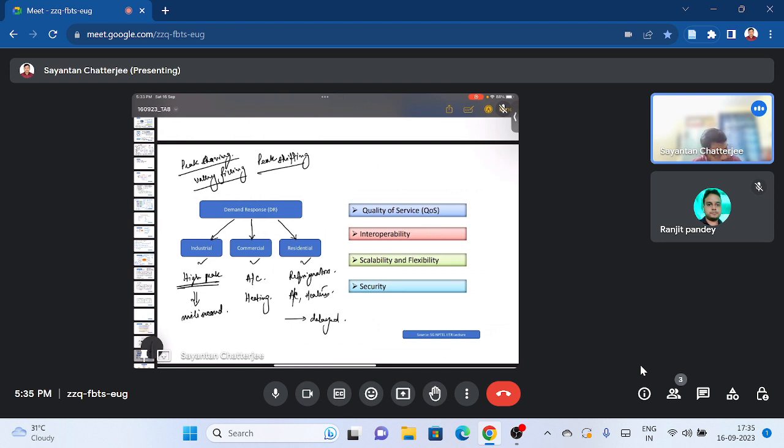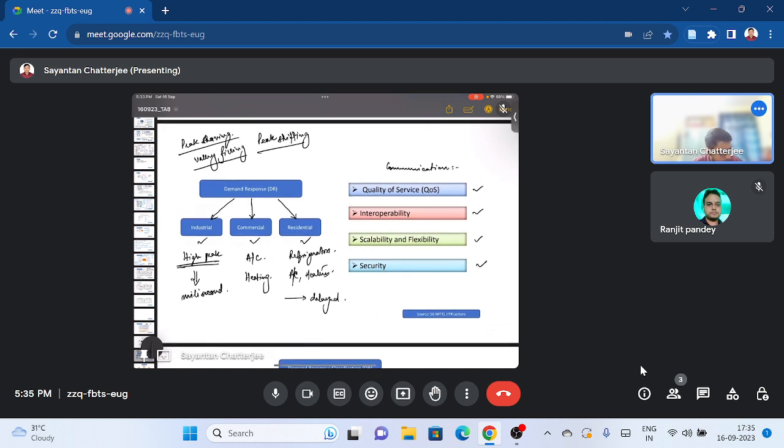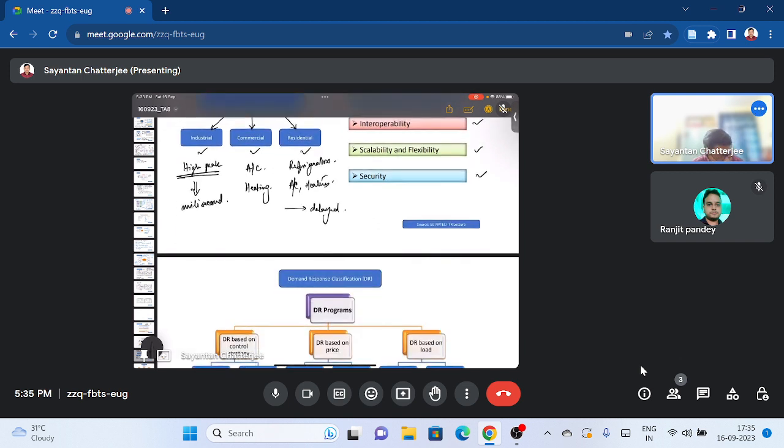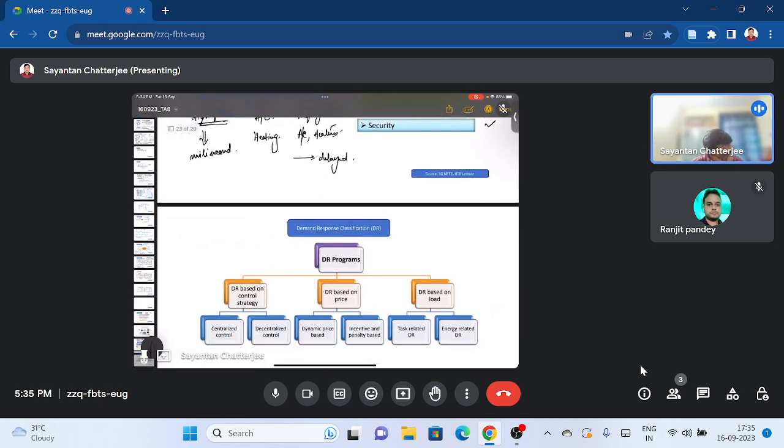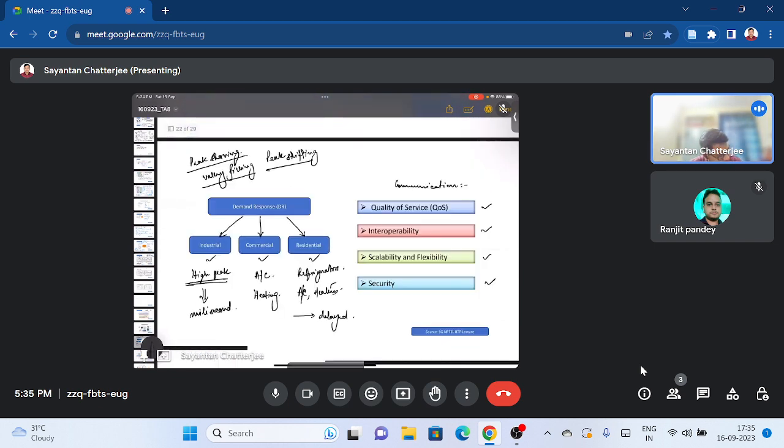Based on that, there could be some requirement of communication, the communication requirements, where the quality of service should be maintained, interoperability of the service should be maintained, scalability and reliability should be maintained, and security of the services should be maintained. So based on the DR, the demand response, some objectives.